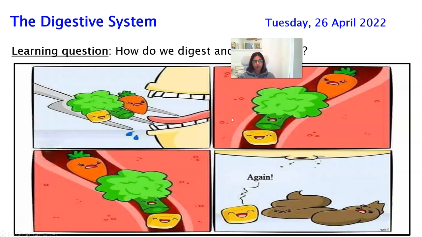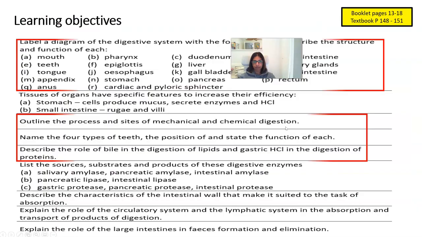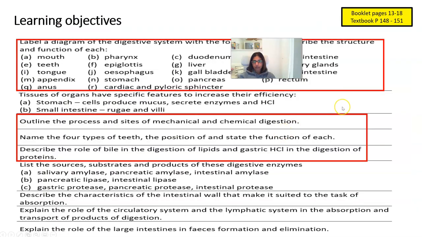This lesson is going to focus on the overview of how we digest and absorb food, focusing mainly on the upper alimentary canal. For your reference, the learning objectives that are highlighted in the red boxes are what we're going to be focusing on today, and you should have read pages 148 to 151 of your textbook.